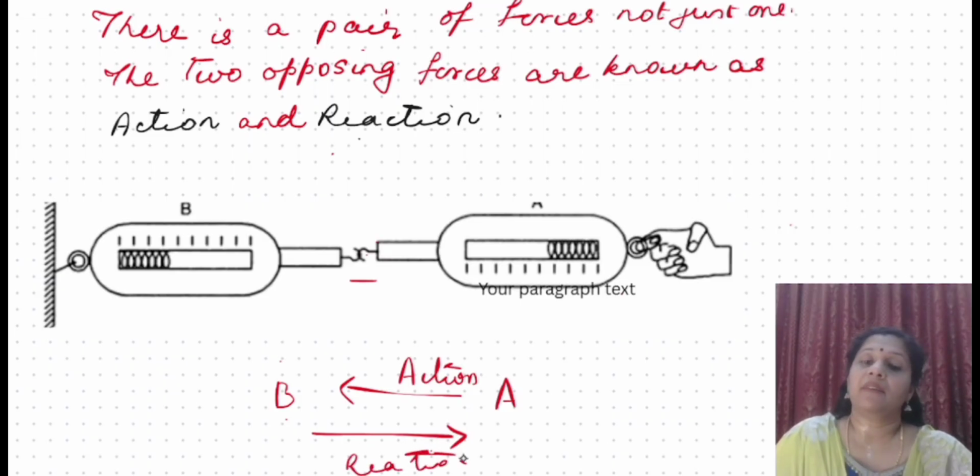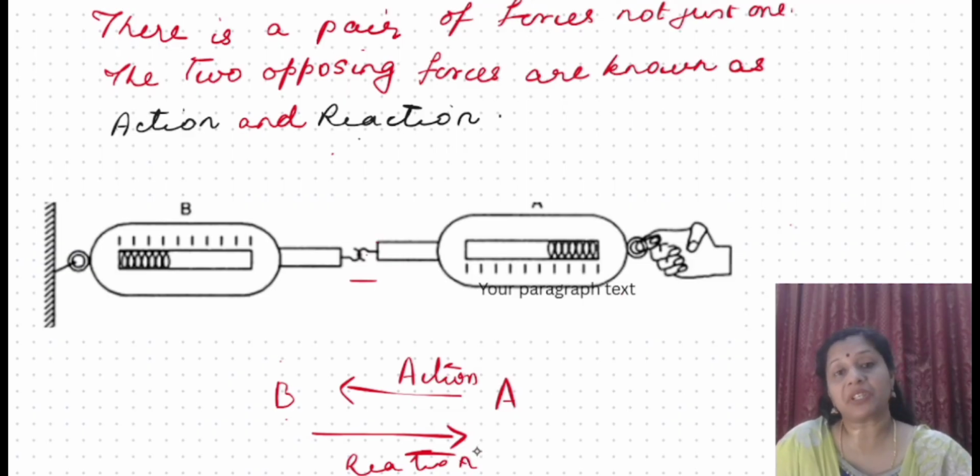So here, where is action happening? Action is happening on B. Where is reaction happening? Reaction is happening on A. So this is what we understood. These two forces are equal in magnitude, opposite in direction, but they are acting on two different objects.